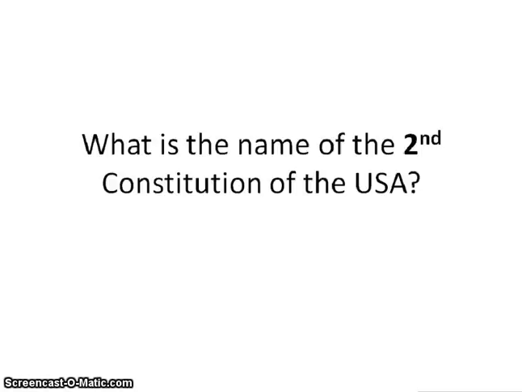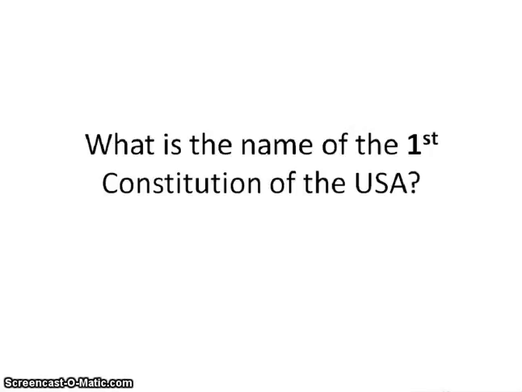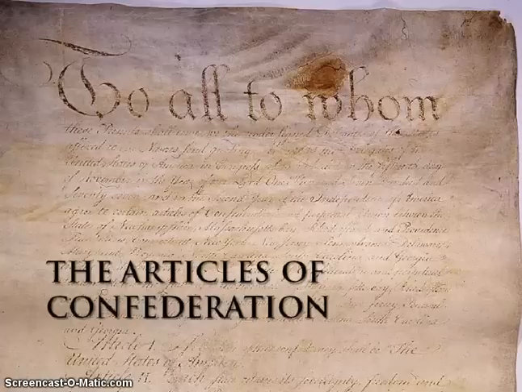Quick question. This is an easy one, though the term second might confuse a lot of people. What is the name of the second Constitution of the United States? And the correct answer is the one we're living under right now, and that's the Constitution. Yet, not many people know that we actually had a constitution that ran our government prior to that. And the name of that is called the Articles of Confederation.